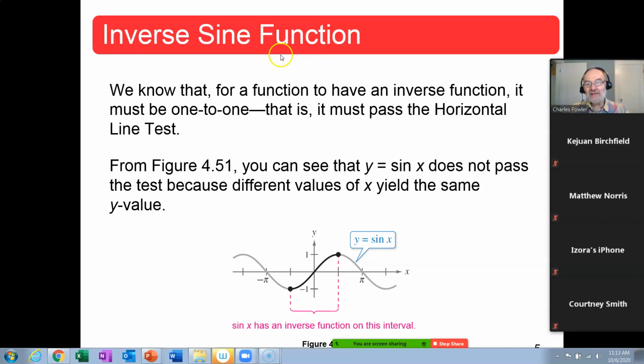So basically, we have to identify only a portion of the sine graph which is 1 to 1. We will choose, or they have chosen for us, minus pi halves to pi halves.